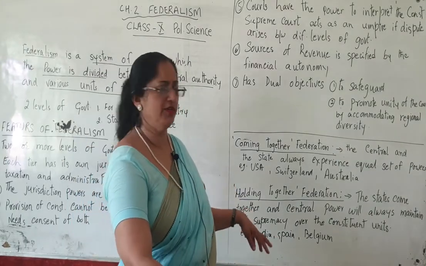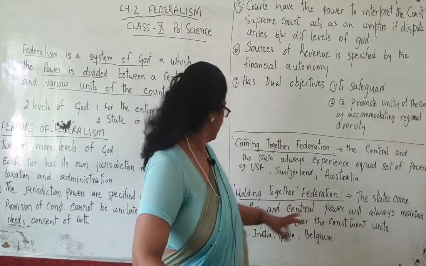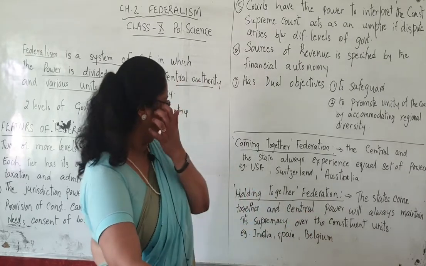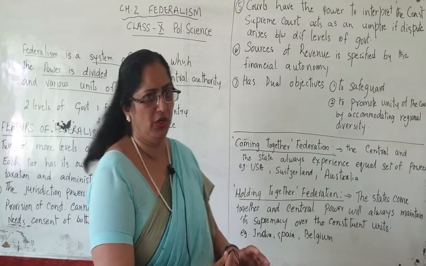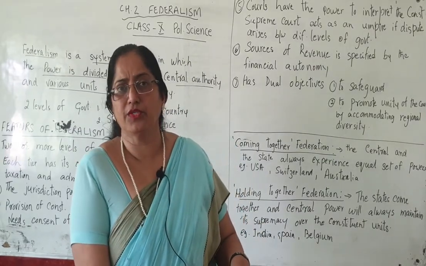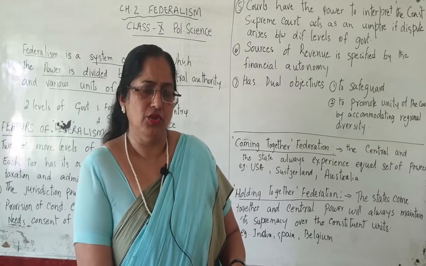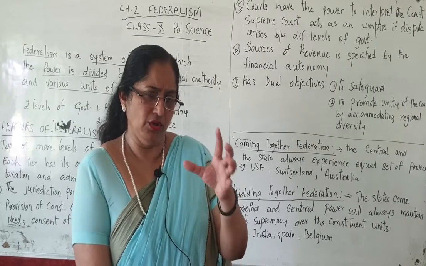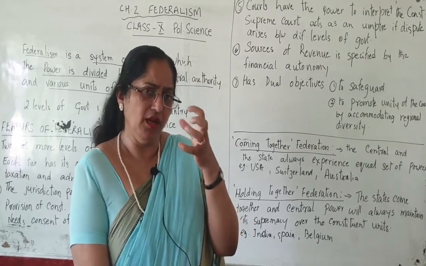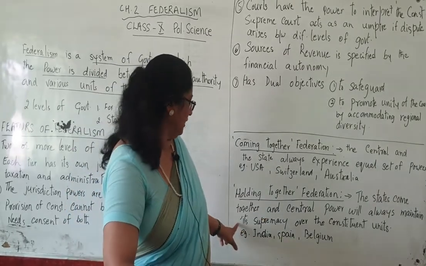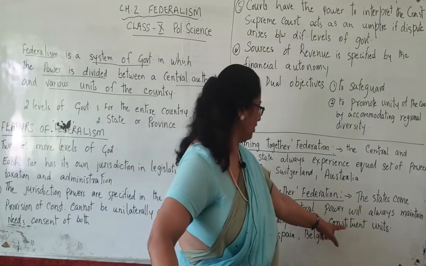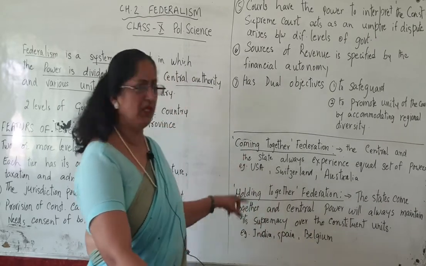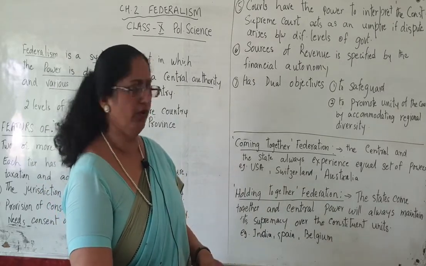Now what is this holding together federation? All the states come together and the central power will always maintain its supremacy over the constituent units. Which means if a change has to be brought in the Constitution, the central government has more power and the local state government has less. Who has the supremacy? Here the examples given are India, Spain and Belgium. So these are the two things: coming together federation and holding together federation.